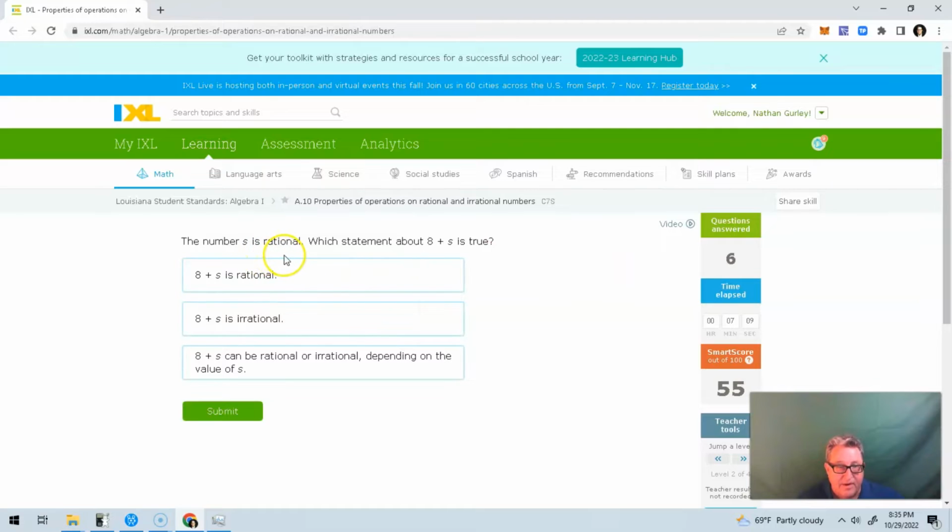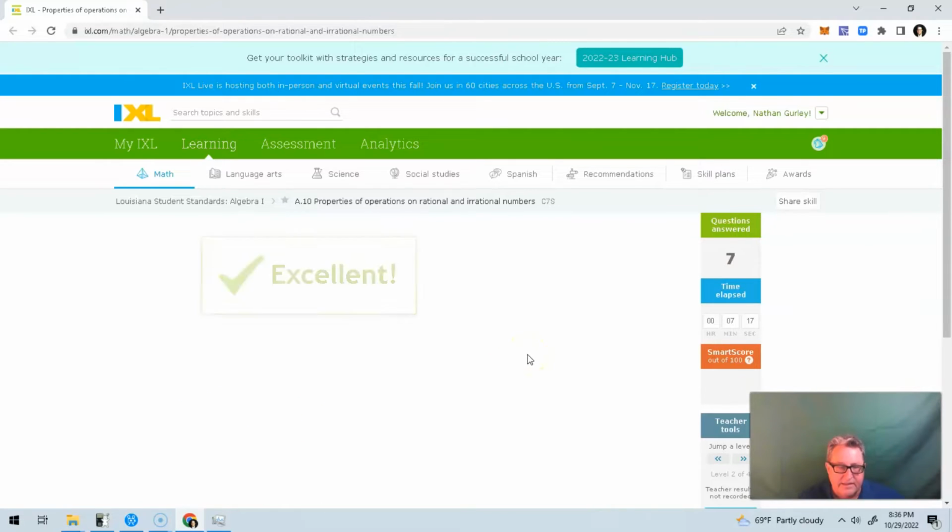The number s is rational. Which statement about 8 plus s is true? Rational plus rational is rational. Easy peasy.